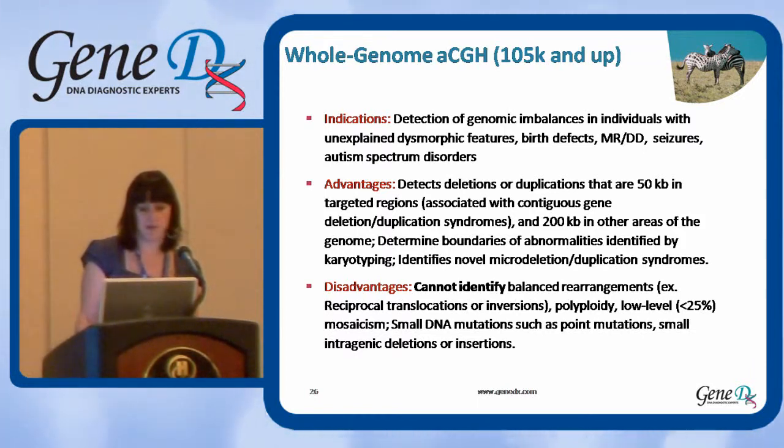It can also help determine boundaries of abnormalities that were identified by routine karyotyping and identify, obviously, novel microdeletion duplication syndromes. And the disadvantages: it obviously cannot identify any balanced rearrangements, polyploidy, low-level mosaicism of less than approximately 25%, and small DNA mutations such as point mutations or other small mutations that should be identified by routine sequencing.